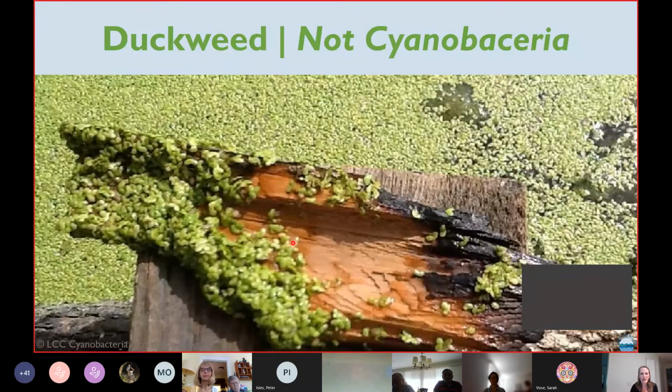So again, getting up close to duckweed, you can see, even in this fuzzy photo, the individual leaves, the thallus of the duckweed. It's not cyanobacteria, even though the color may be confusing.